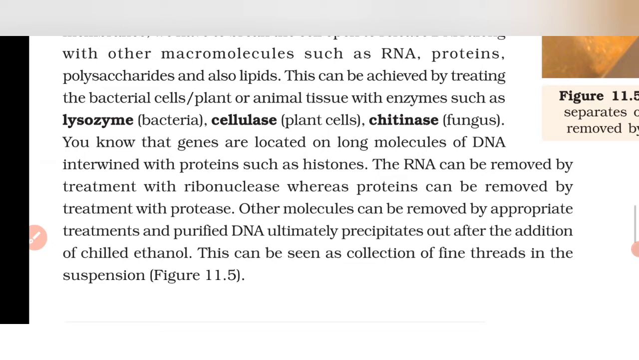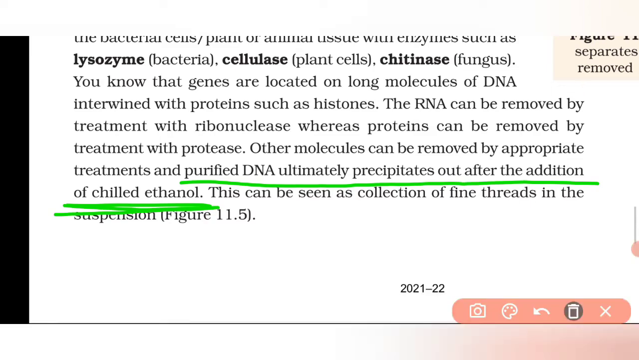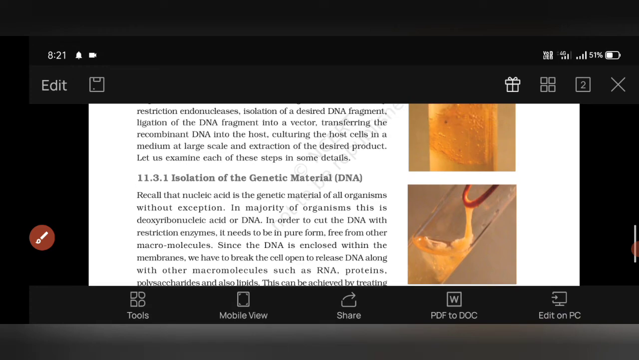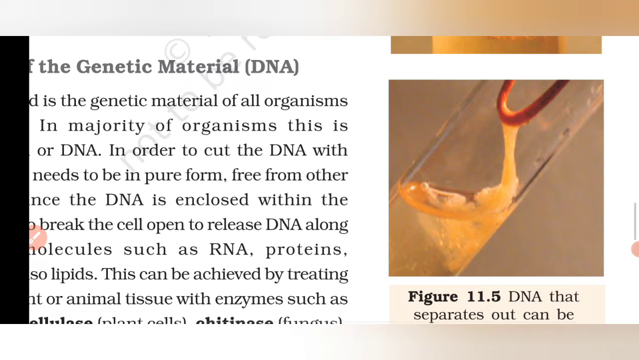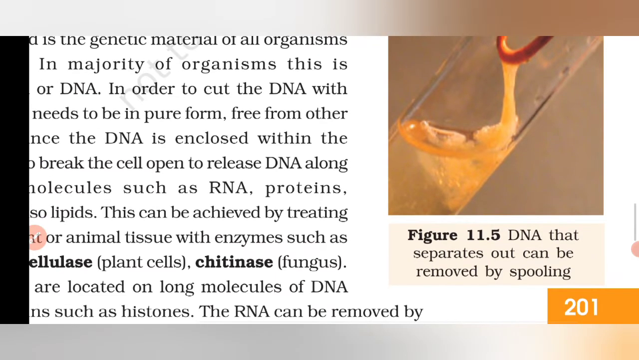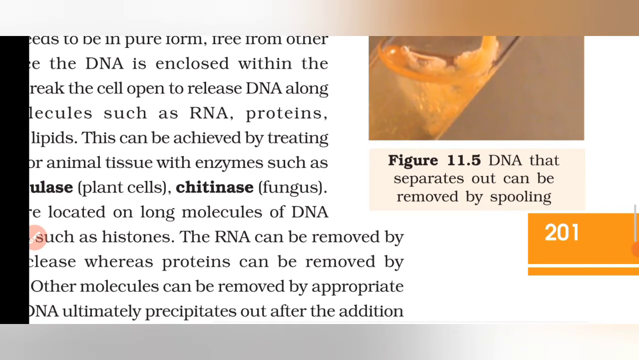So this purified DNA ultimately is precipitated out using chilled ethanol, meaning very cold ethanol, that is the alcohol. We use chilled ethanol to precipitate out the DNA. The purified DNA ultimately precipitates out after addition of the chilled ethanol. Here in the diagram they have given, this is the purified DNA which is then precipitated out using the chilled ethanol. It is then removed by the spooling process. Here they have given under figure 11.5.